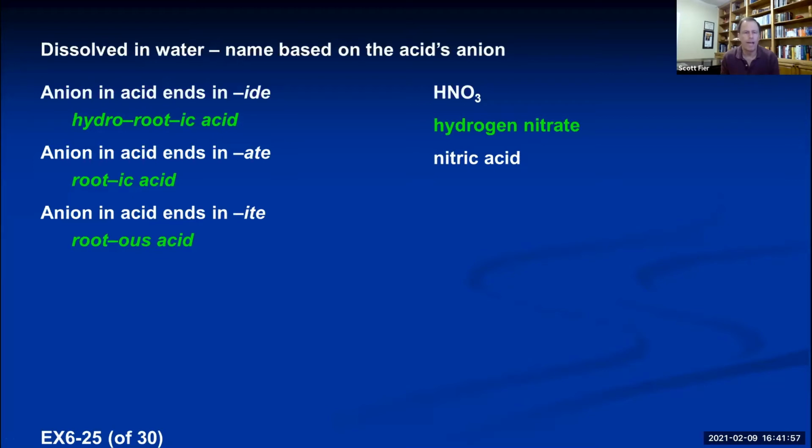People love to call that hydronitric acid. I don't know why. I think they really like writing hydro in front of things. But if you have an ATE ion, you absolutely do not write hydro in front of it. You just replace the ate with the ic, and that would be called nitric acid. Okay?